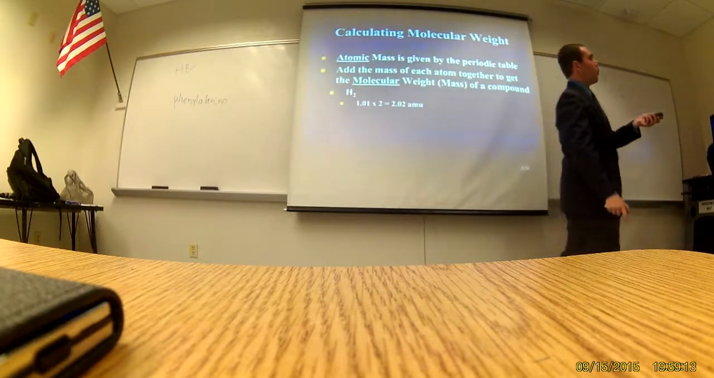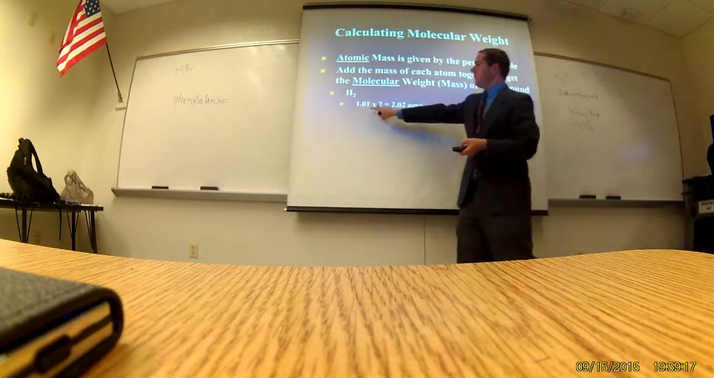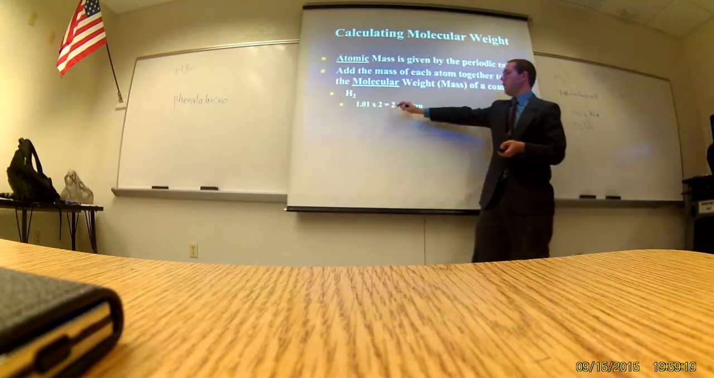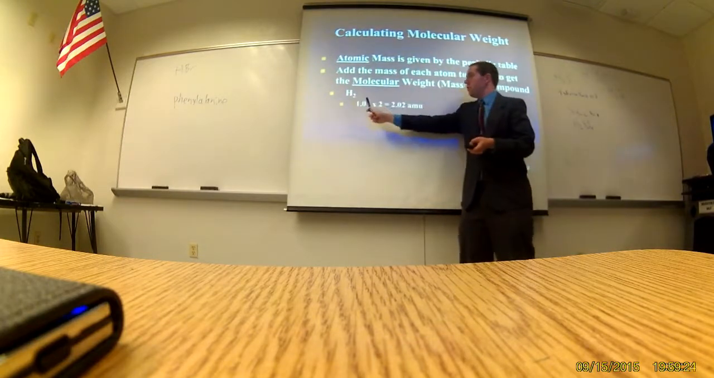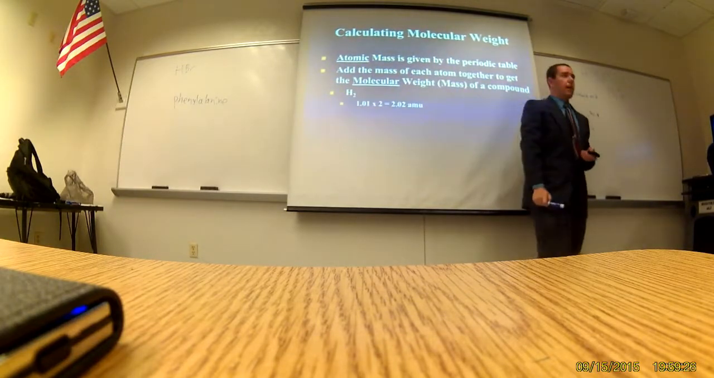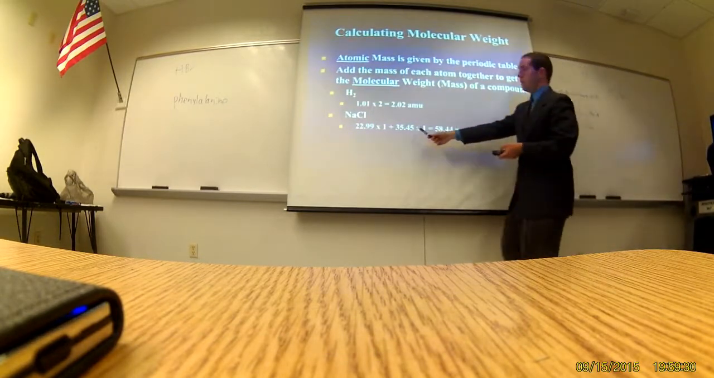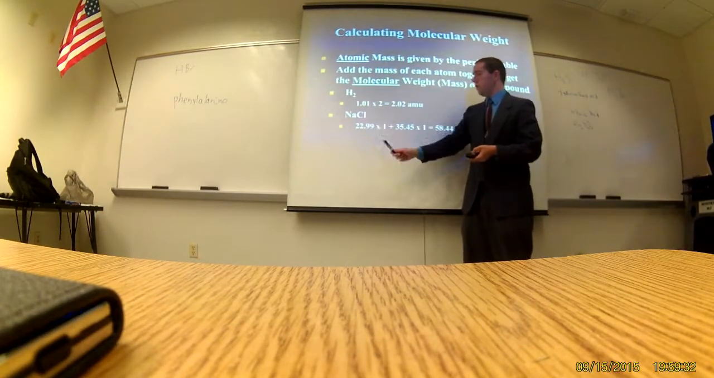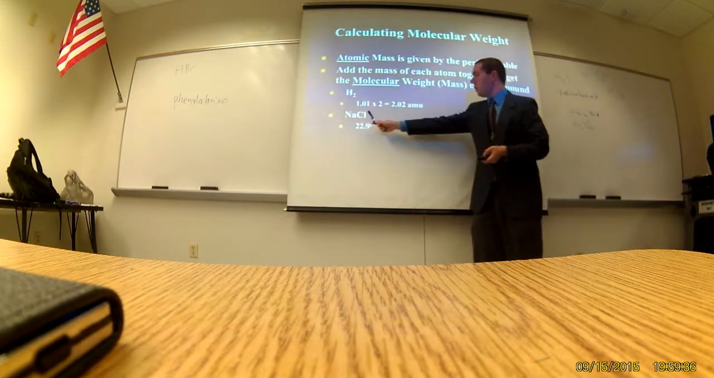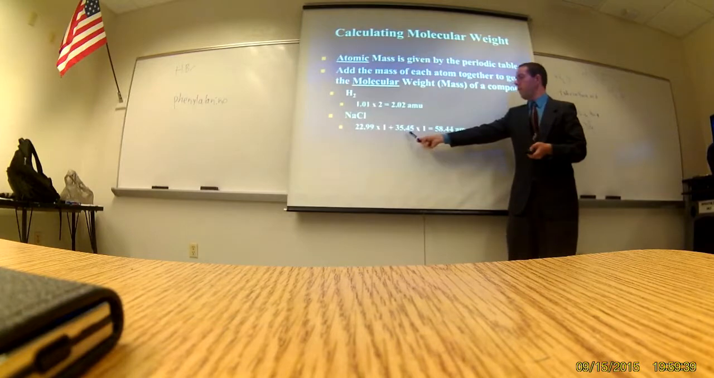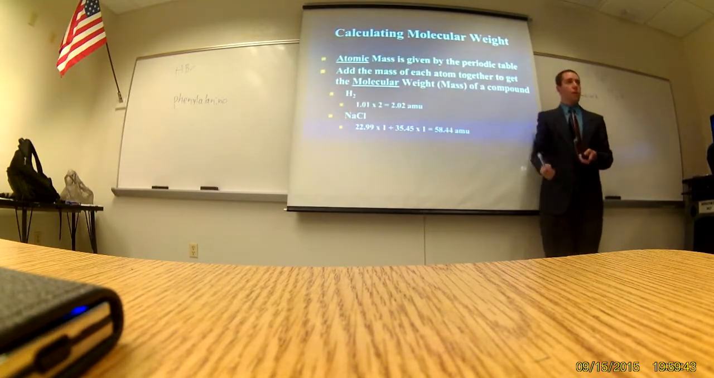Hydrogen is 1.01. There are 2 of them. 1.01 times 2 is 2.02. The molecular weight of H2 is 2.02 AMU. Sodium chloride, there's 1 sodium. Sodium is 22.99. Chlorine is 35.45. There is 1 of them. Add them together, 58.44.